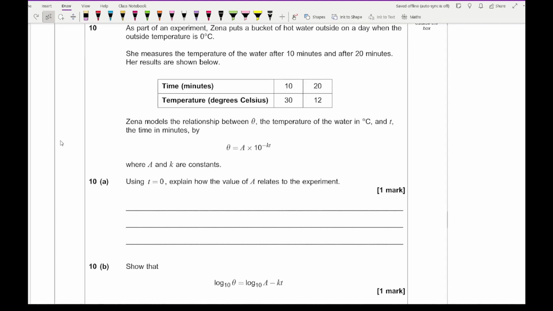Well, when t equals 0, 10 to the power of minus kt is just going to equal 1. So a is the initial value when t equals 0. Or you could say something along the lines of it's the starting temperature of the water.